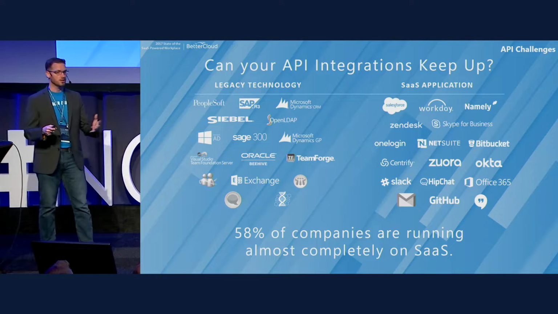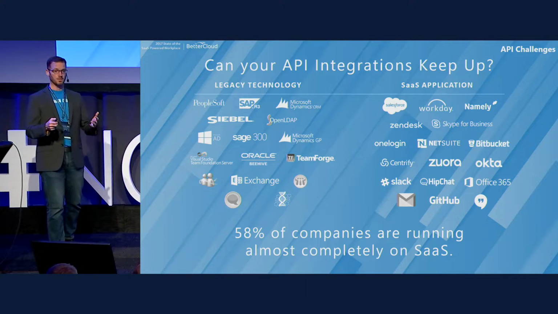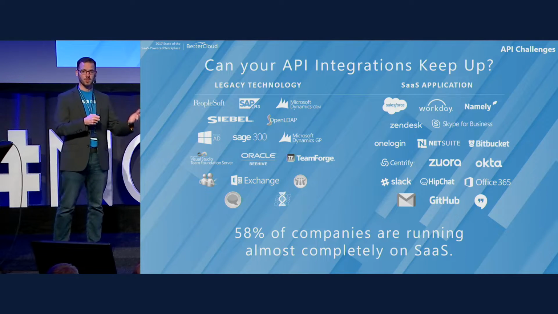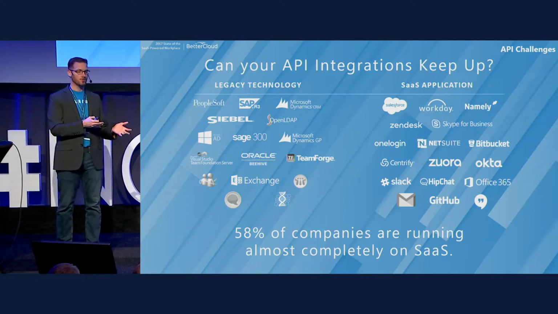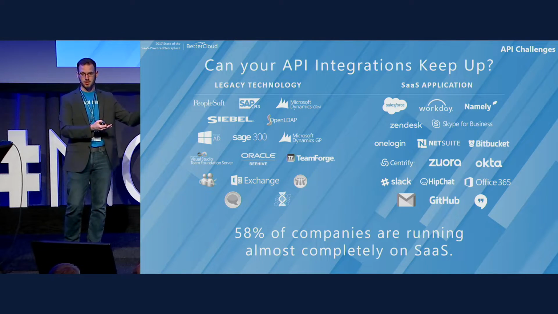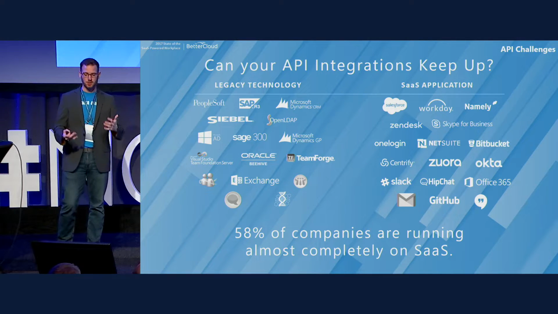So the real question here is, can your API integration keep up? Can your API generation keep up? As you create APIs or as you integrate with other APIs, are you able to keep up? We're moving away from databases and into SaaS applications, which means that there are more and more APIs that you need to be able to work with, that you need to be able to consume.